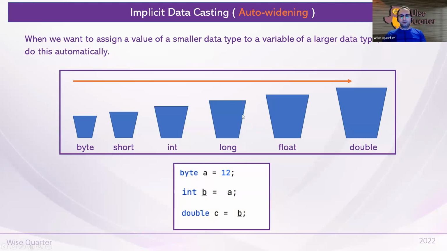For example, we have a byte A, it is 12. If you try to assign it to an integer, A is byte data, it is 12, and an integer can cover byte capacity. So without any problem, you can write it like this: int B = byte A. And there's no red line, it means everything is perfect.